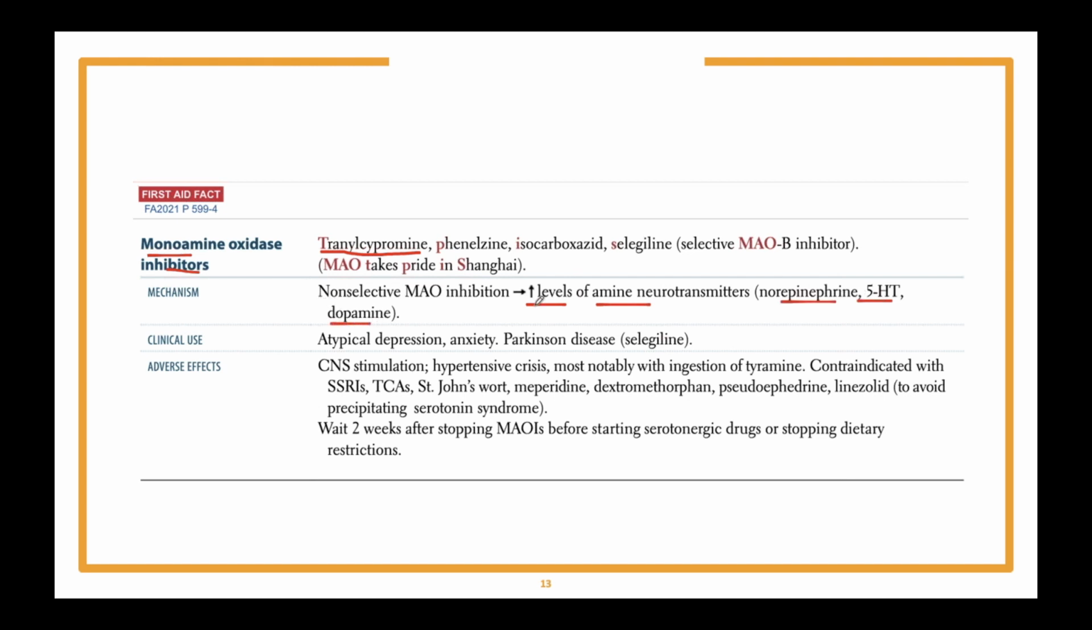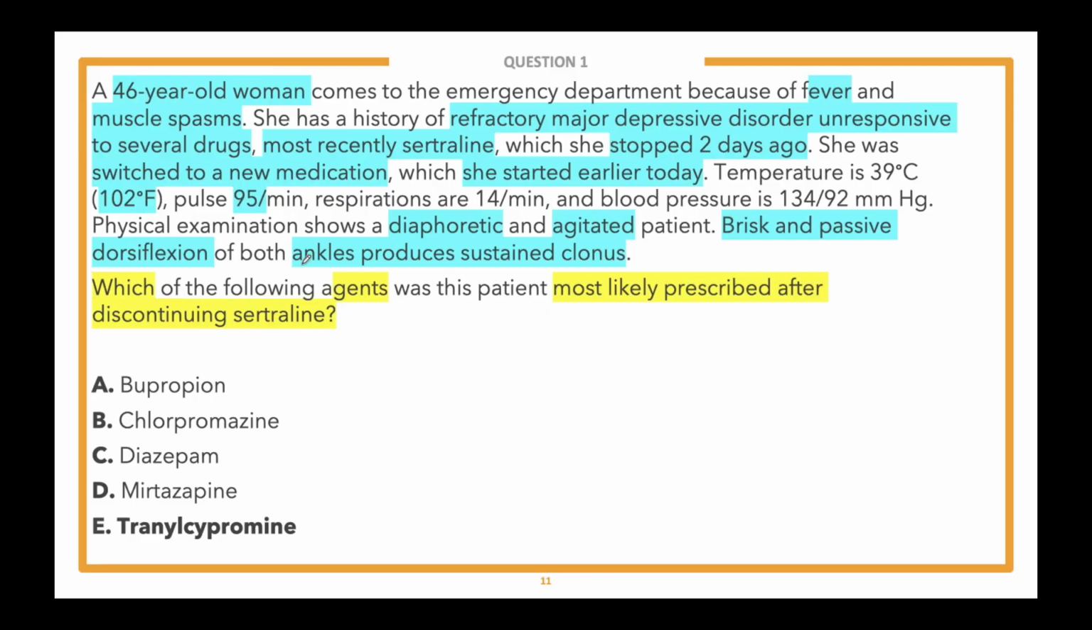So you can also see there in the adverse effects that it's contraindicated with SSRIs. And as you can imagine, that's because of the risk of serotonin syndrome. It also says wait 2 weeks in between starting serotonergic drugs. Okay. So now that we know that, let's go back and take a look at our vignette and our question.